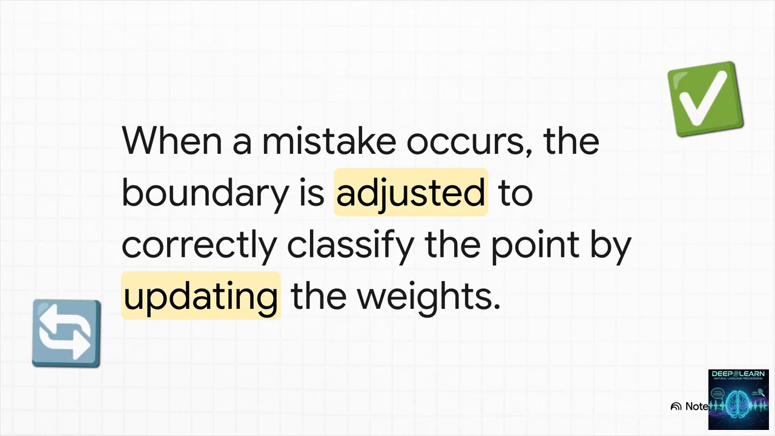So what happens when it makes a mistake? It just means one of those dots is on the wrong side of the line. And the learning process? It's literally just moving that line. It tilts it, it shifts it, just enough to get that one wrong point onto the correct side. It's learning one mistake at a time.